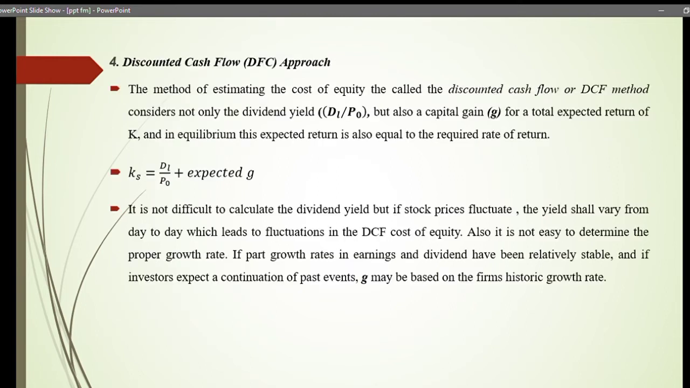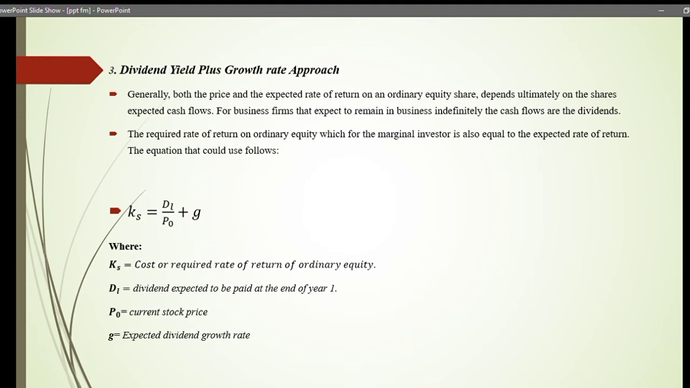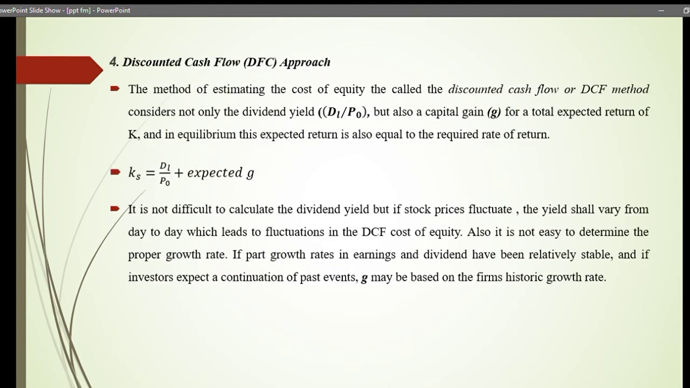Let's proceed to the discounted cash flow, or DCF, approach. This is a method of estimating the cost of equity called the discounted cash flow or DCF method. The DCF method considers not only the dividend yield, where D1 is the dividend expected to be paid at year end and P0 is the current stock price, which we divide, but also the capital gain, which is the symbol g, for a total expected return of K.